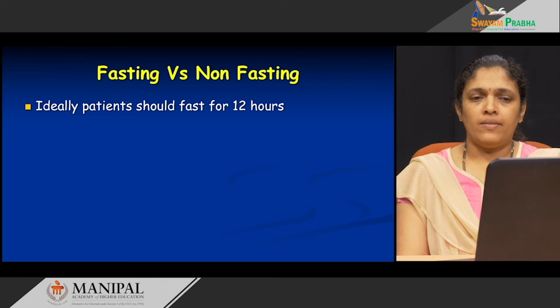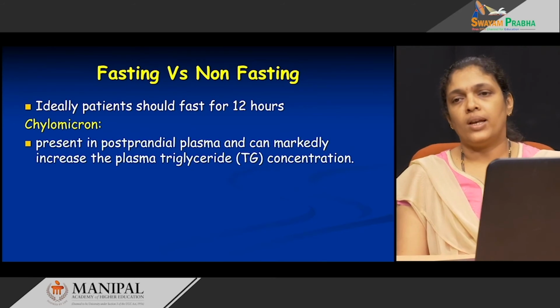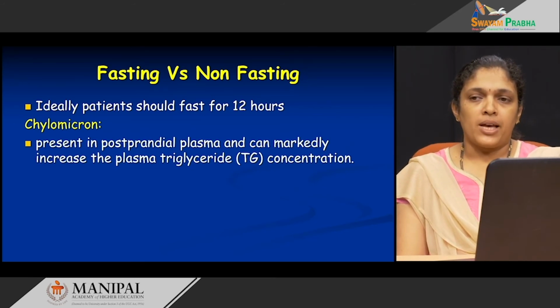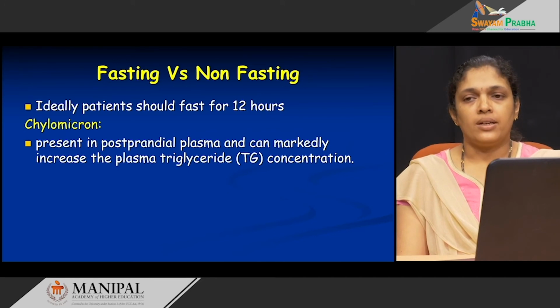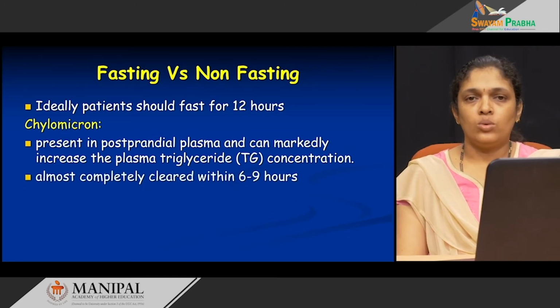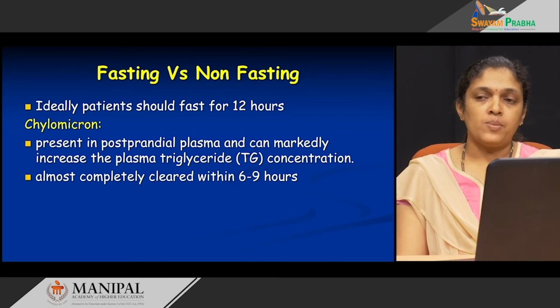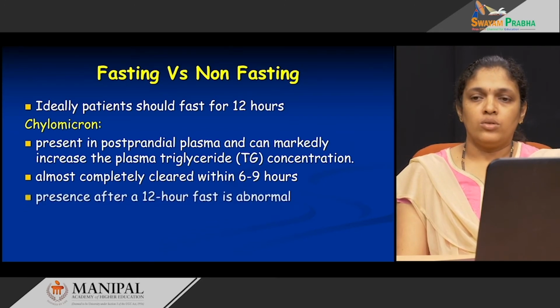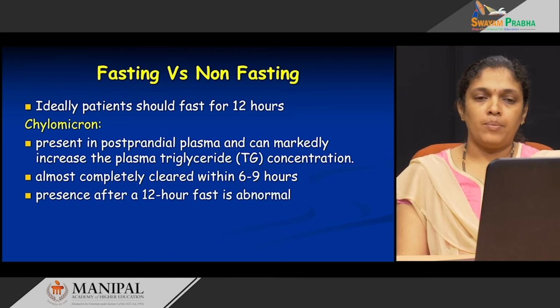Now, if I want to estimate the levels of chylomicron, it is always better that the patient is fasting for 12 hours, because in the postprandial plasma there would be high levels of plasma triglyceride, as not much time has been given for the absorption of the triacylglycerol. So, the postprandial sample will have excess levels of triacylglycerol. To clear this plasma triglyceride, you require at least 6 to 9 hours. Only after this does the plasma get cleared of triacylglycerol. So, ideally, collecting the sample after 12 hours is good, but if you collect before 12 hours, the values might be abnormal.